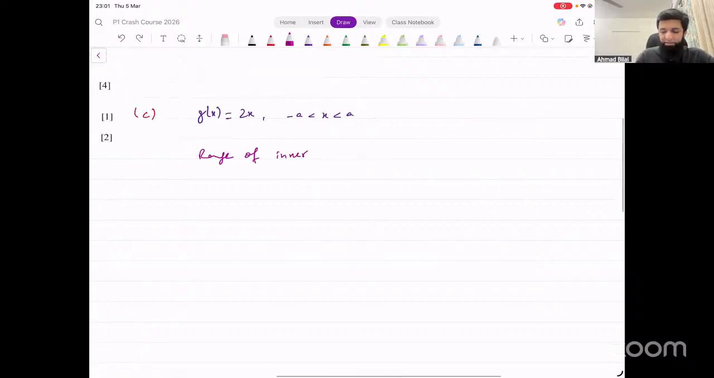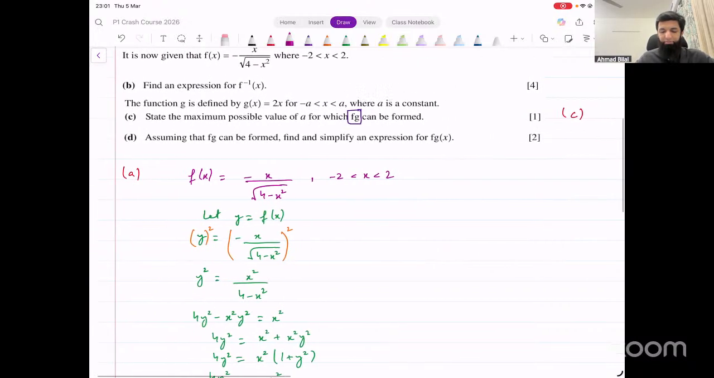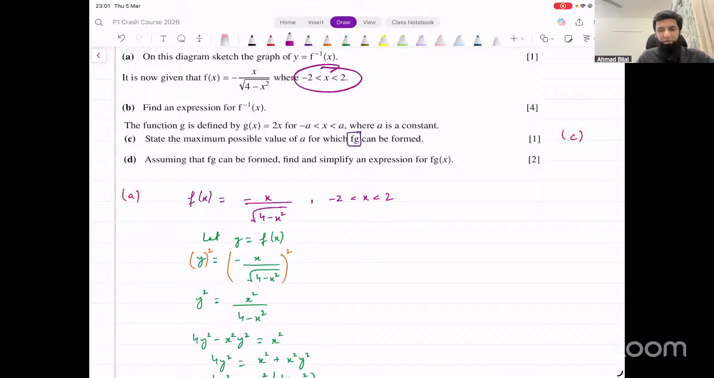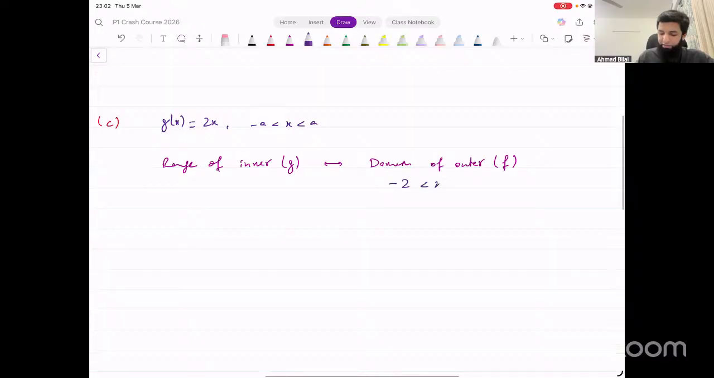The g function, right? That's the inner function. Its range should correspond to the domain of the outer function f. Do we know the domain of f? Yes, we know the domain of f, right? Minus 2 to 2, that is given. So we know that this domain is from minus 2 to 2. All right. That means the range of g must also correspond to that.